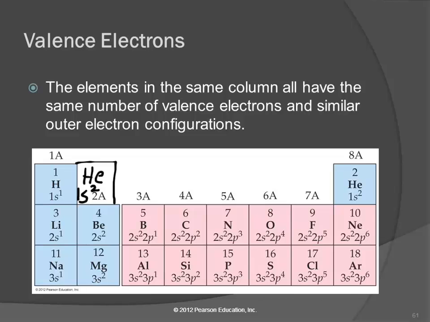So that statement there: the elements in the same column all have the same number of valence electrons and similar outer electron configurations. The number of valence electrons corresponds to the group number when we use the 1A, 2A type group numbers. That's why I don't like these periodic tables. They use the other type of group numbering system, which in some ways makes more sense. Just start at the left and count all the way across, 1 through 18.